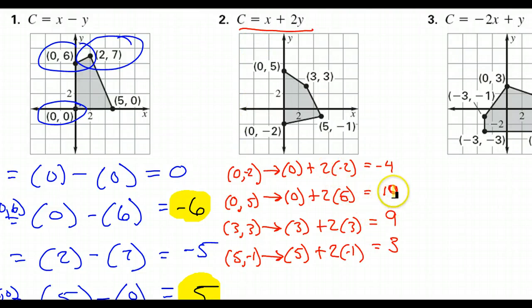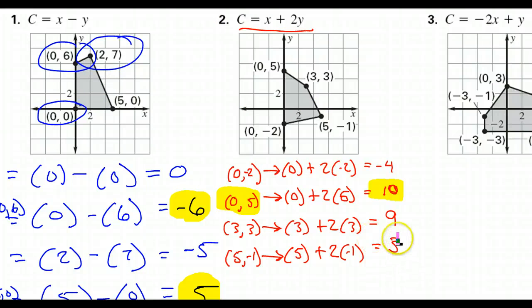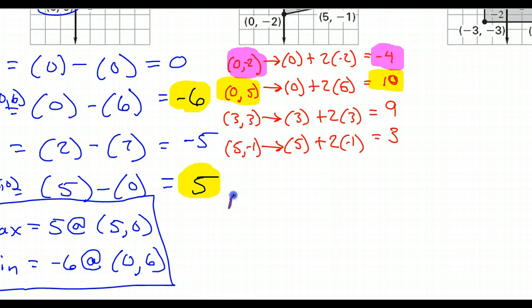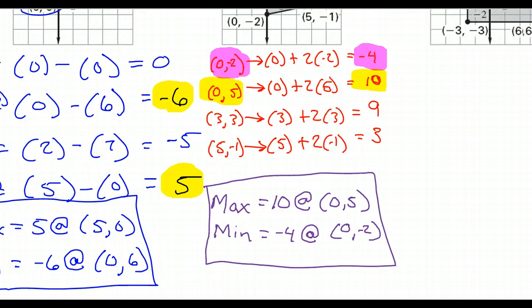So let's see what we have here. The maximum value is 10, and that came from 0, 5. And the minimum value is -4, and that came from 0, -2. So don't forget, here's how you record your final answer. We'll say the maximum value is 10 at 0, 5, and the minimum value is -4 at 0, -2.